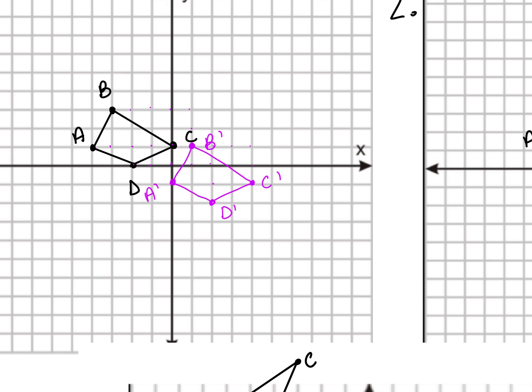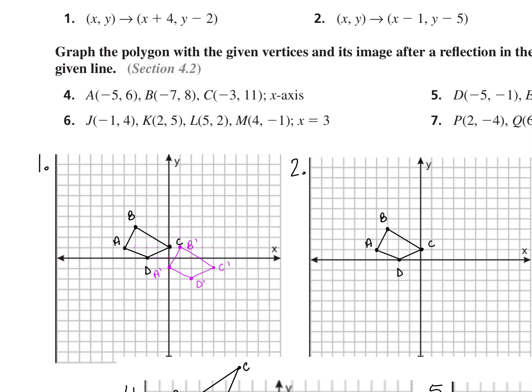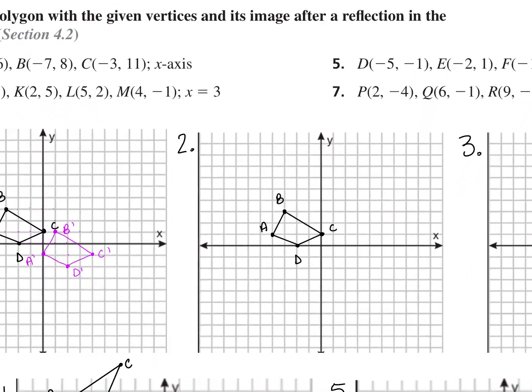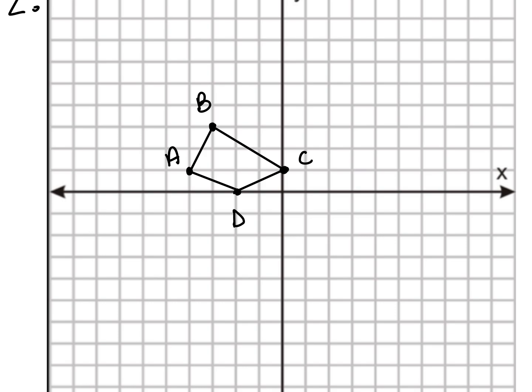Okay, so that's for number 1. Number 2, the rule is go to the left 1, down 5. Left 1, 1, 2, 3, 4, 5. This is where my C is going to end up.